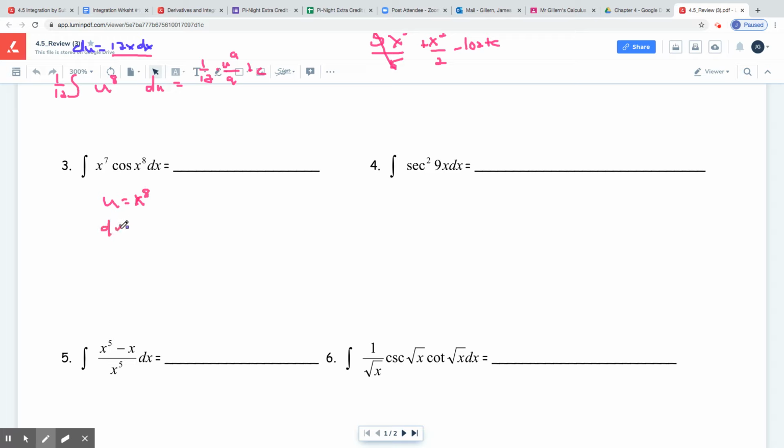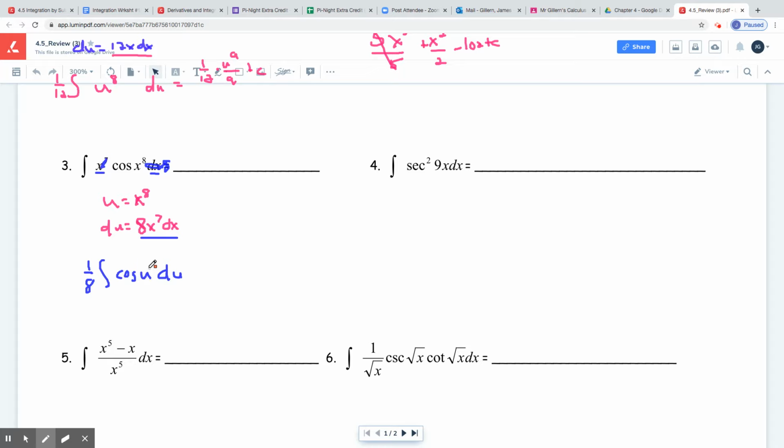I then take the derivative of that, which is, sorry, I screwed up there, 8x to the 7th dx. Now, we need all of this. Remember, you can't add in variables, but there's the x to the 7th. There's my dx. I just need to add an 8. So I get a 1/8 on the outside of the integral. So that's gone. That's my du. Cosine of x to the 8th is cosine of u. So it's 1/8 integral of cosine u du.